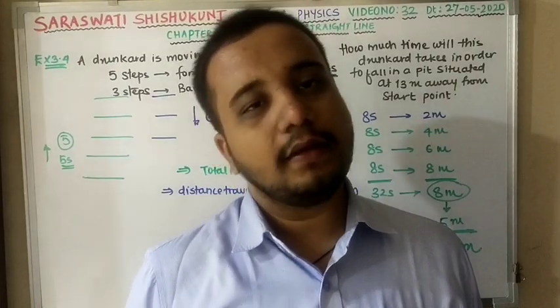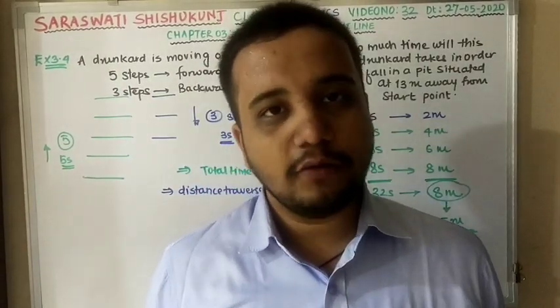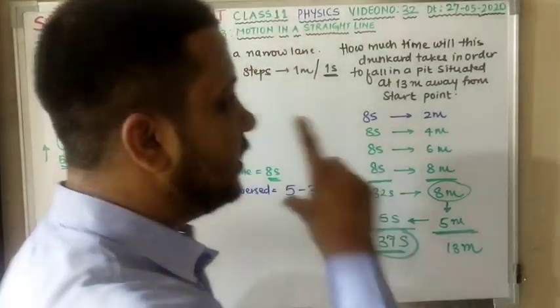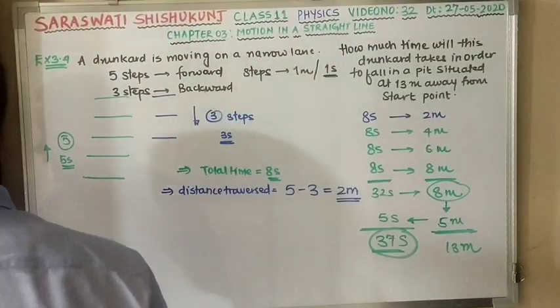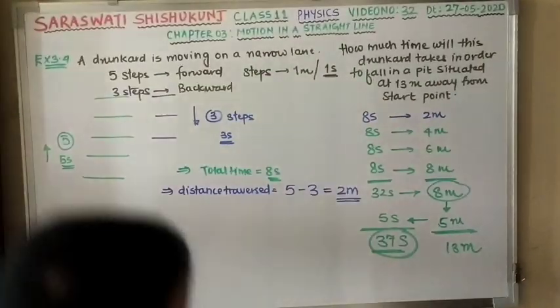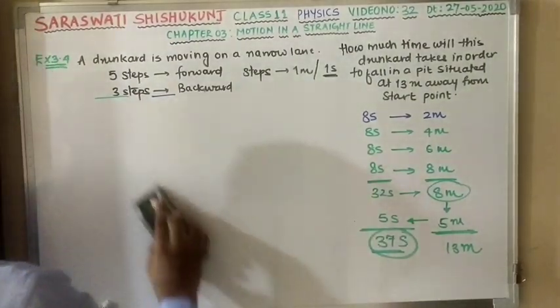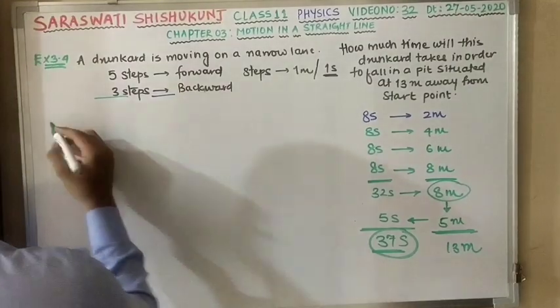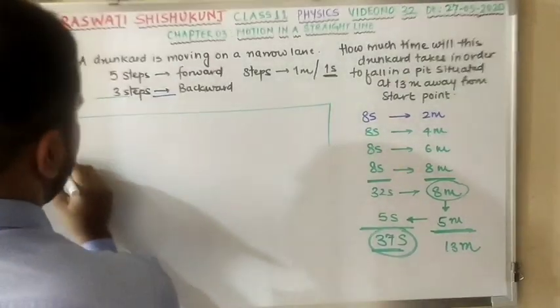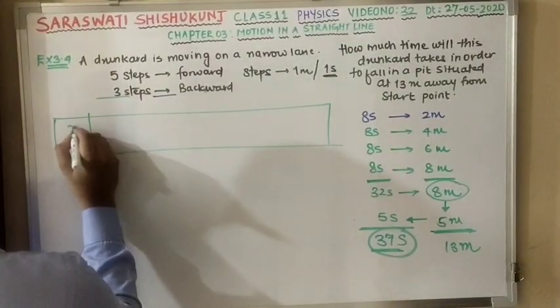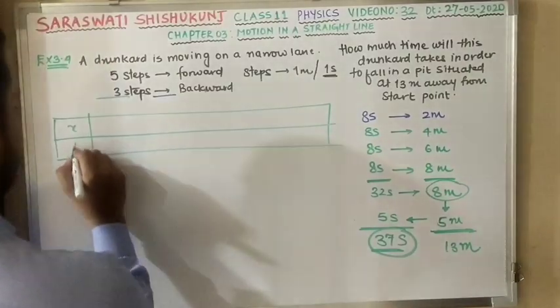Is this clear? 100% clear? Any doubt? No doubt. Now I'll show you the graphical table for how to calculate the values. Let us make the graphical table. For the graphical table, I'll tell you how to move. This is your X and this is your T.